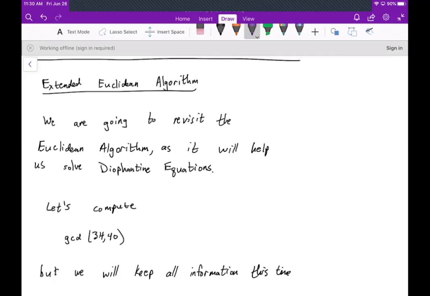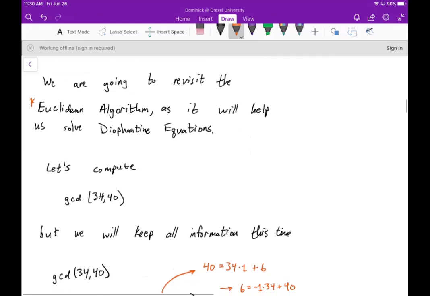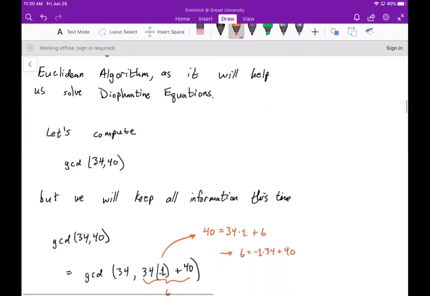Okay, guys, welcome. Today we're going to talk about solving Diophantine equations, and with that, we'll talk about what's known as the extended Euclidean algorithm. Now, of course, by using the extended Euclidean algorithm, we're going to have to revisit the regular Euclidean algorithm. And this is going to be the key to helping us solve Diophantine equations, right?